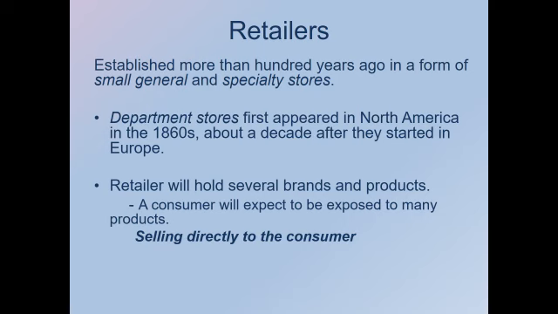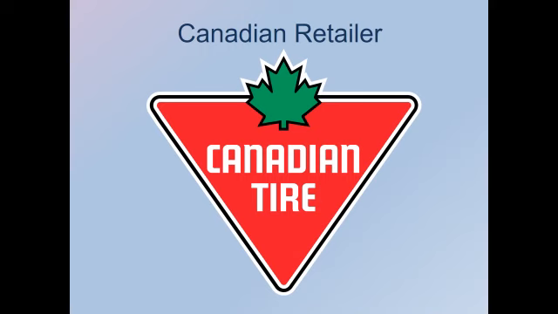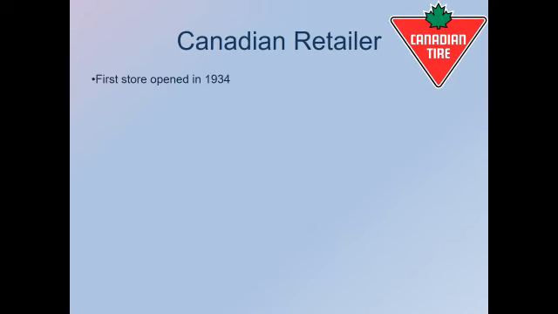So here north of the border, let's look at the Canadian retailers. Let's look at one in particular, Canadian Tire. Canadian Tire opened in 1934, mostly to sell tires at that time, and then from there it grew. And they have certain brands specifically for themselves, which are Mastercraft and Super Cycle bikes.